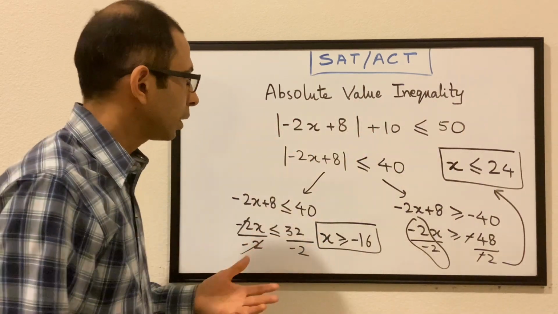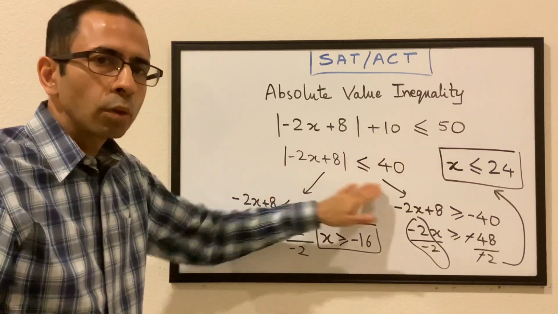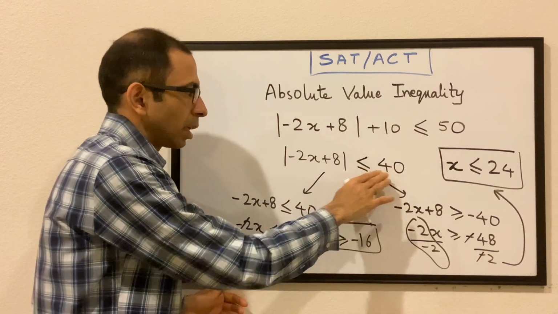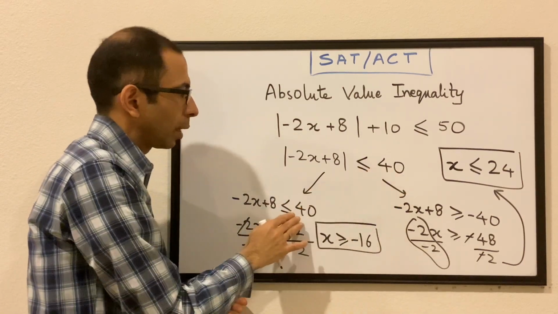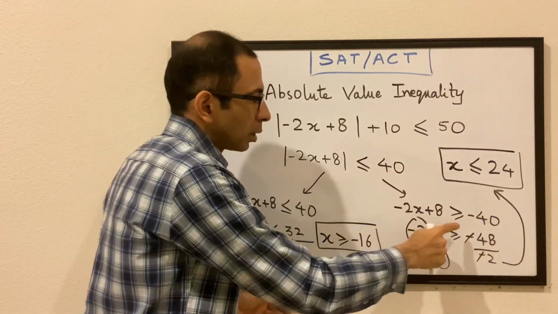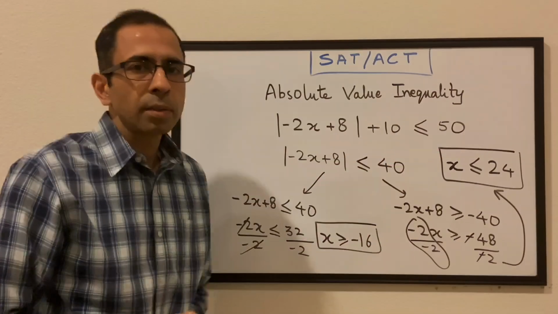Just to again reiterate, we moved 10 to the right side, we got this, and then we wrote the two scenarios. In the first scenario, same sign, same sign. Same sign of the number, same sign of the inequality. In this scenario, opposite sign of this number and opposite sign of the inequality, and then we solve them separately to get the solution sets.